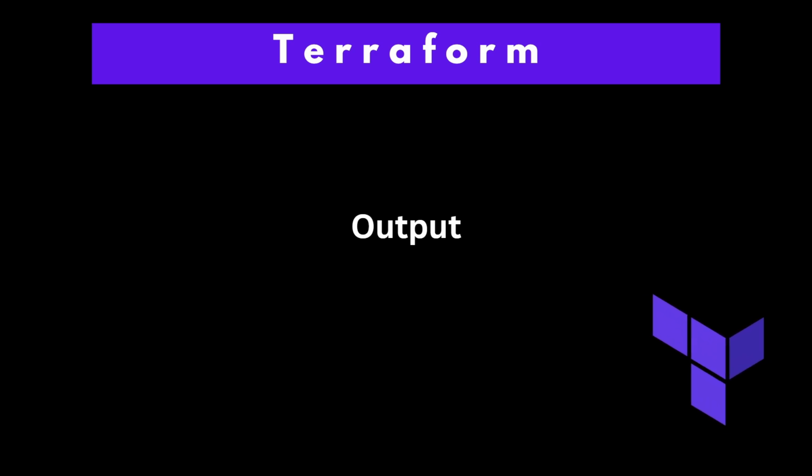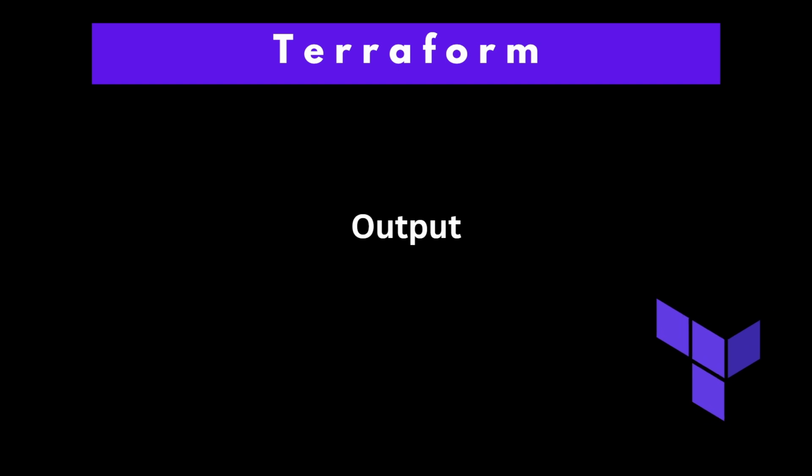In this video, we will explore another essential feature of Terraform, output values. Outputs are incredibly useful for sharing important information about your infrastructure after running Terraform. For example, they can provide connection details, resource IDs, or any other key information you want to expose after deployment.